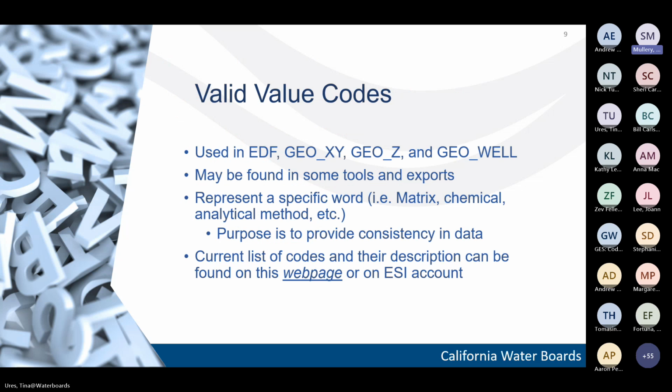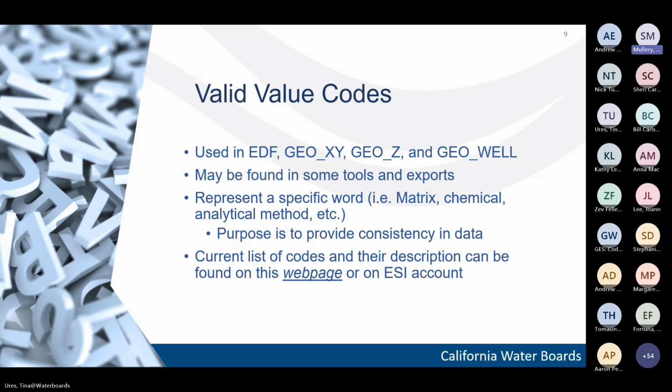Tina, next slide. All right, valid value codes. Especially for consultants or labs that are putting some of this information together, file types like EDF, GeoXY, GeoZ, and GeoWell will require some sort of valid value codes for some of the fields. The purpose is just to provide data consistency when it's submitted to GeoTracker. These value codes are just a certain amount of digits or letters to represent a specific word. The full list is provided on our public webpage, and in the demo, I'll show you where you can find these codes on the ESI account, especially for ESI users that frequently use that portal.